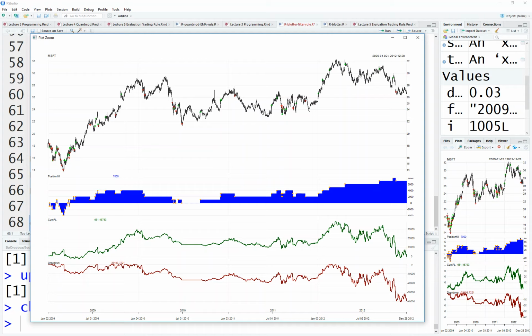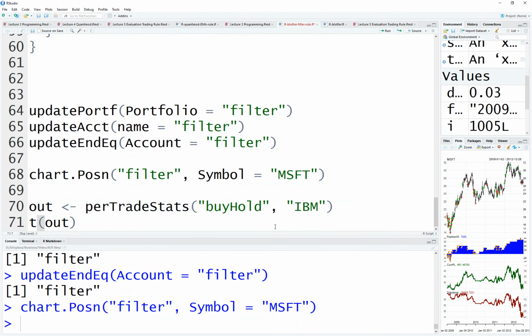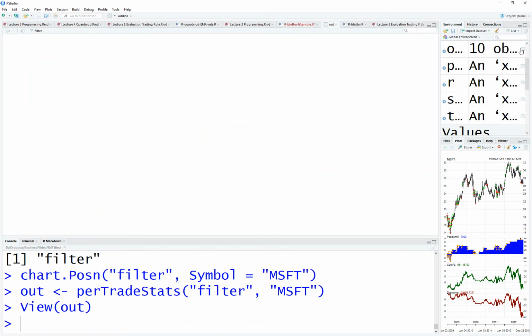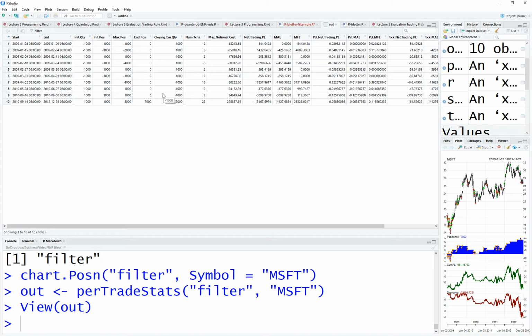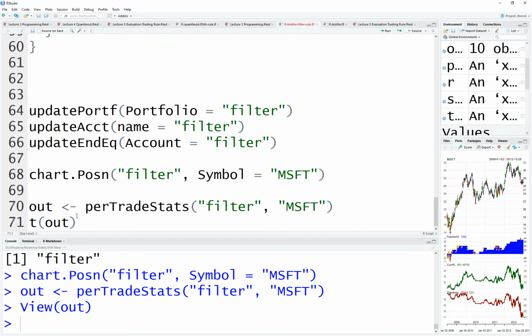Sometimes you may want to show the trade statistics, right? So let's do what we did last time. Have the filter. Look at Microsoft. Look at the trade statistics. Out here, we have 10 transactions. How many buys or sells? Look at equity. So this is how each trade is making, how much loss they're making, so you can see more clearly how things look.